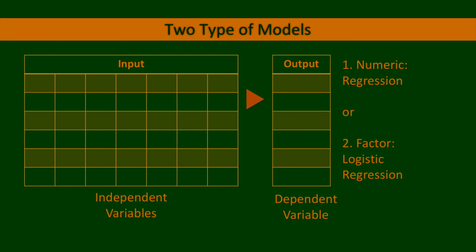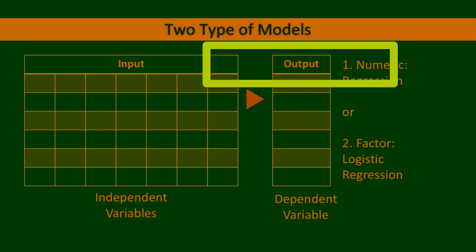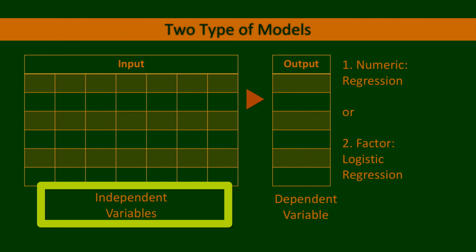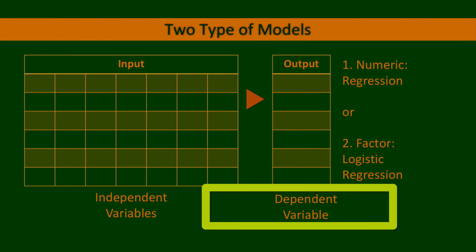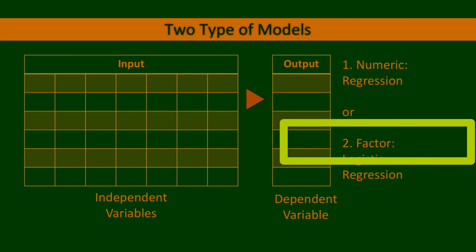When we have several input variables and there is also an output variable, and we are interested in developing a predictive model, we make use of those input variables, which we also call independent variables. Now, the output variable, which is also called the dependent variable, can be of two types. It could be numeric or it could be a factor variable.